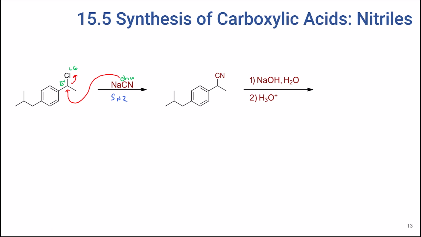And if we add sodium hydroxide and water followed by acid, it's going to hydrolyze the nitrile to give us the carboxylic acid. We're going to add a carbon in this step, and then we hydrolyze to the carboxylic acid. This reaction is best done with primary halides because elimination can occur with secondary or tertiary.